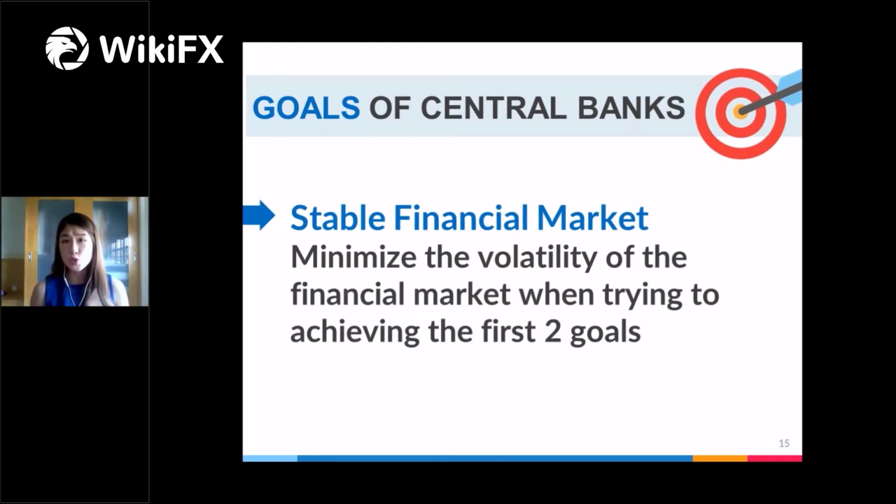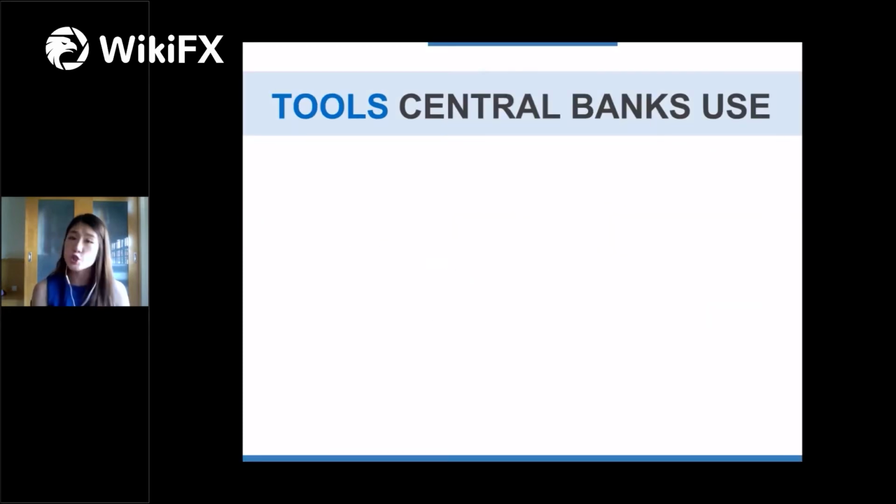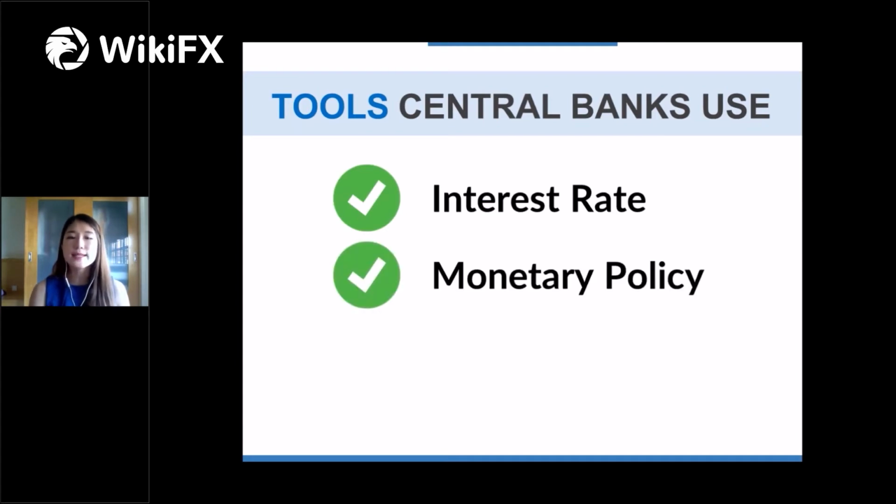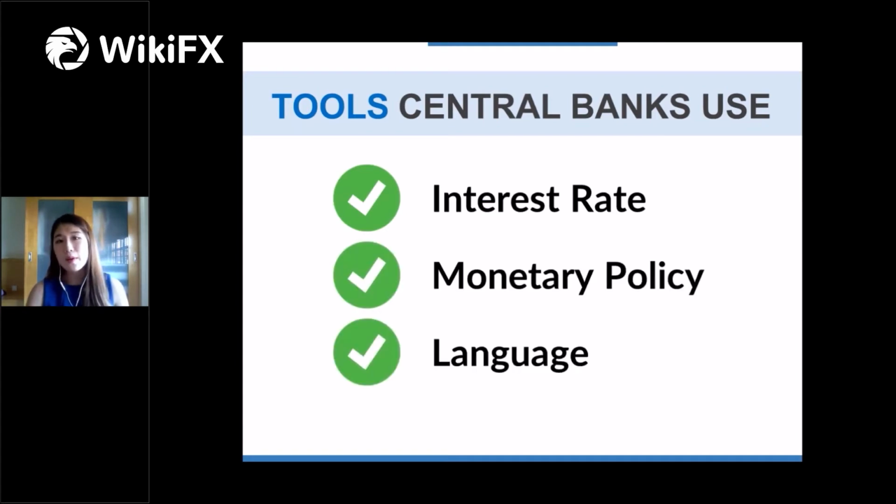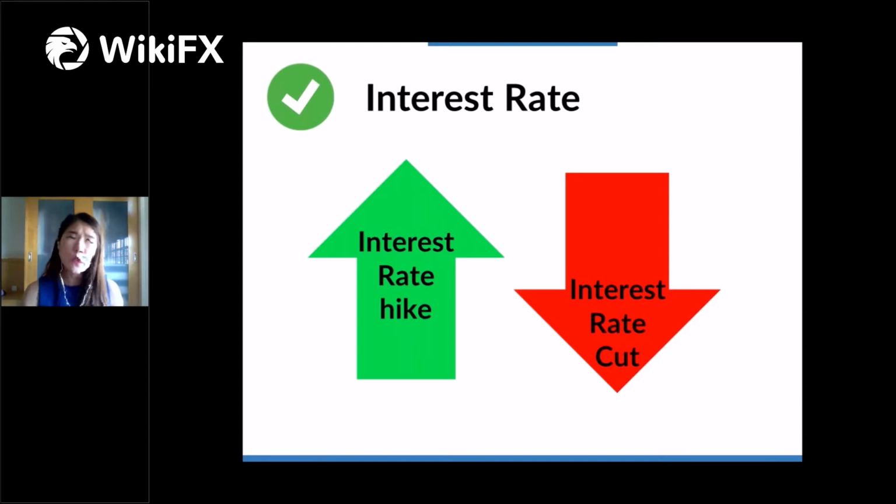So in order to achieve these three goals, we have to know what central banks use. What tools do central banks use for achieving these goals? Okay, the first one, interest rate. Second, monetary policy, and also forward guidance. The first one, interest rate. So why do central banks increase the interest rate, why do they cut the interest rate, and what are the consequences?